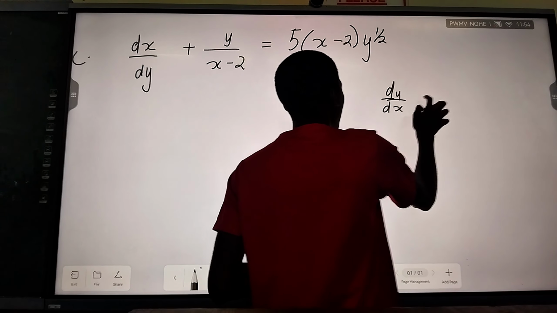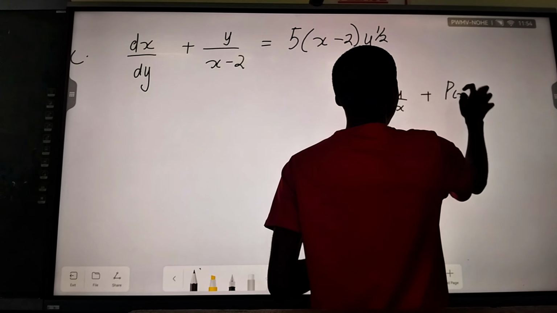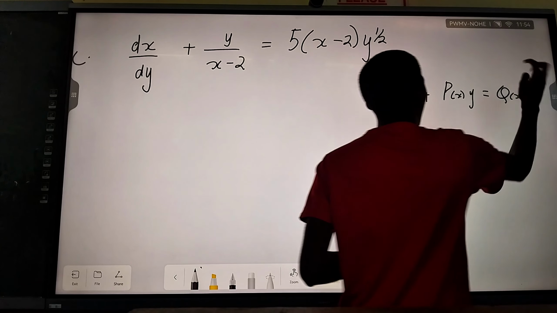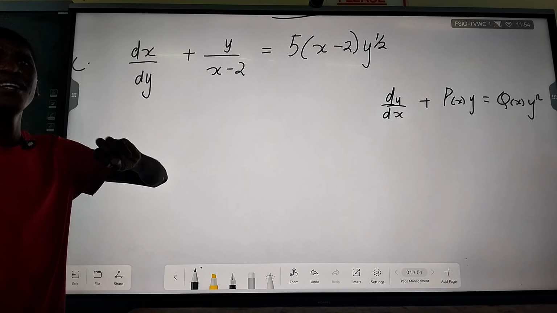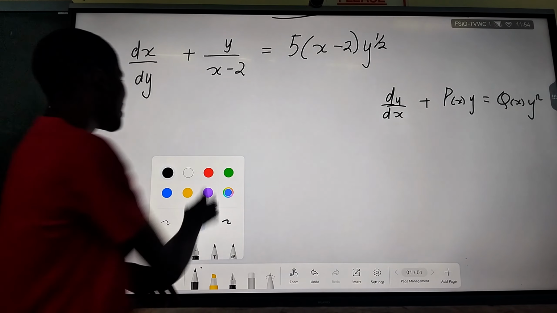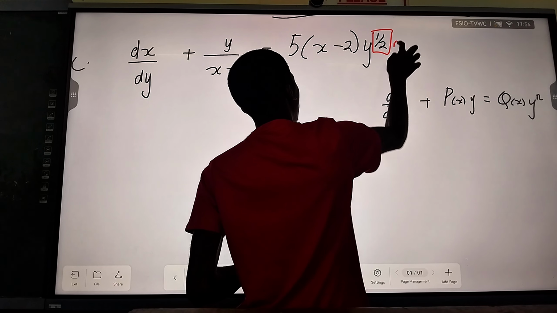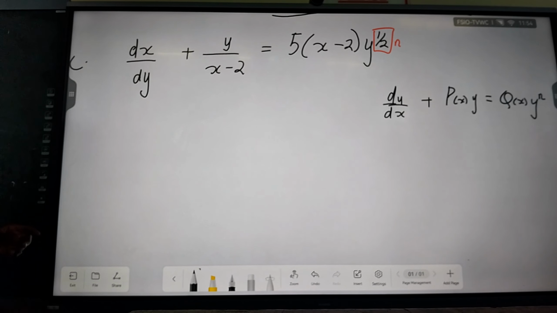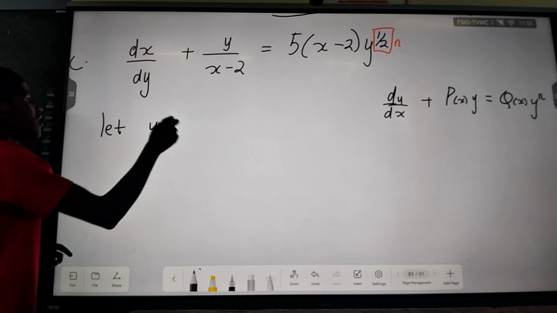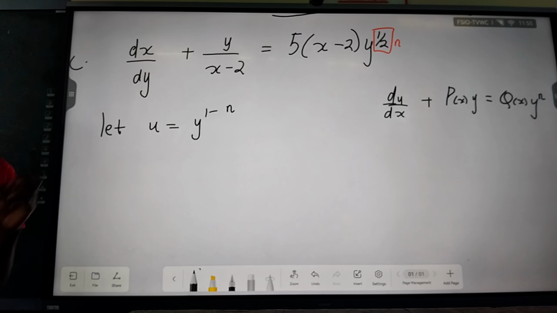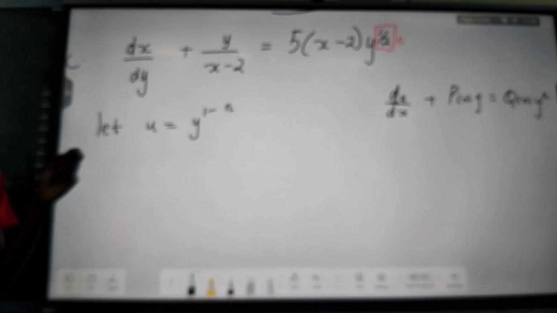So it's dy dx plus P of x times y is equal to Q of x times y to the power of n. What is our n here? Our n is 1 over 2. This exponent is not linear. So in this case 1 over 2 is the value of n. So to solve this using a Bernoulli equation style, you let u be y to the power of 1 minus n.